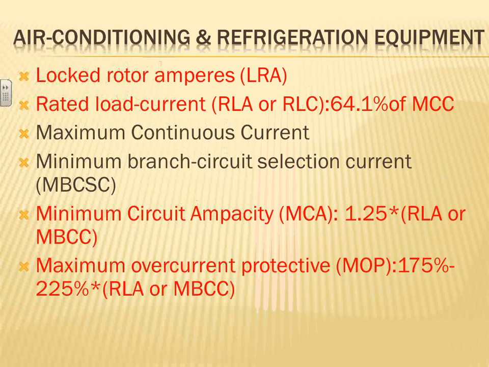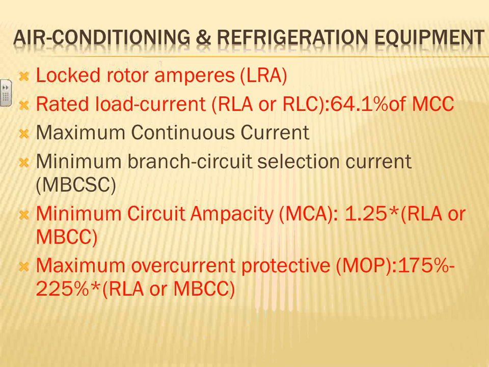But the minimum circuit capacity is different though: you take the largest of the two and you multiply it by 1.25. Yeah, I guess I have the maximum minimum branch circuit selection current. Yeah. Minimum circuit capacity should be 125% of the largest motor plus all the rest, yeah. So it's either or, and I'm struggling with it myself.